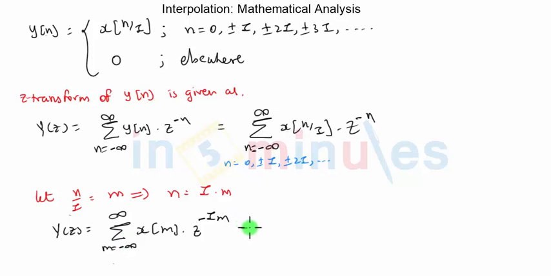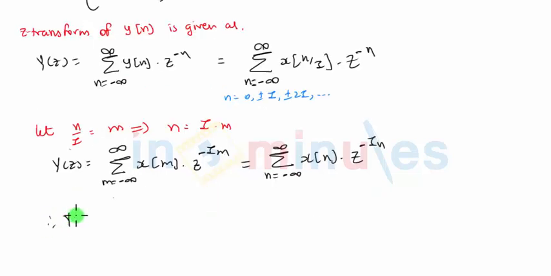Now, because this m is just a dummy variable, I can go back to n. So instead of m, I am just writing n again. Please remember there is no substitution involved. We are just replacing the dummy variable m with n. So this is what we get now. Finally I can write y of z equal to summation x of n, keeping z raised to I outside, to the power minus n. N is varying from minus infinity to infinity.